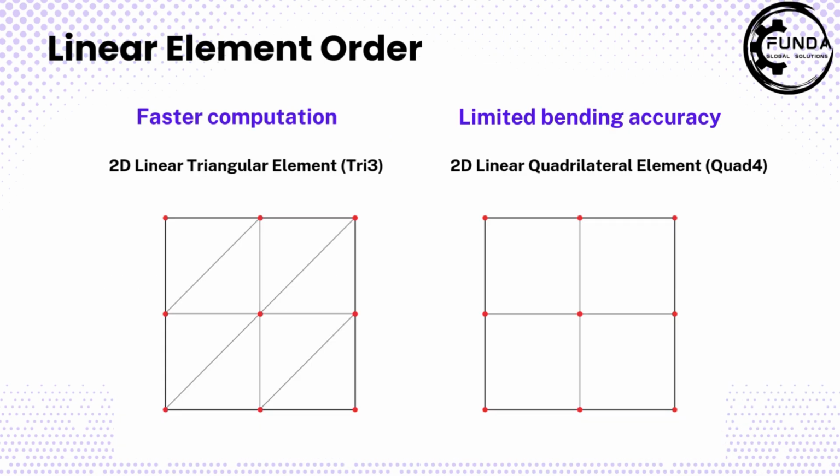Let's start with linear elements. Linear elements have nodes only at the corners of the element. In 2D meshing, this means triangular elements with 3 nodes and quadrilateral elements with 4 nodes. Because the displacement varies linearly between these nodes, linear elements are computationally efficient and fast to solve. They work well for simple straight geometries, but they struggle to accurately represent bending and curved shapes.